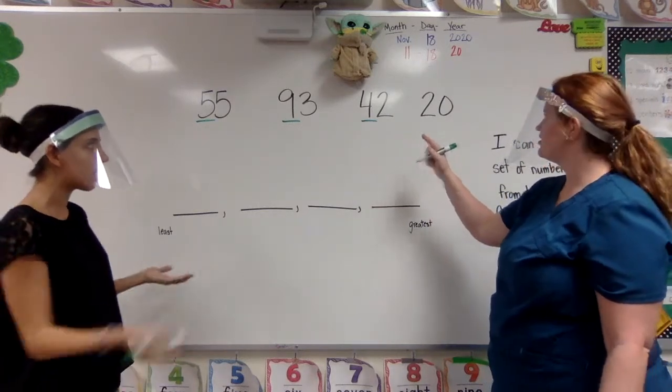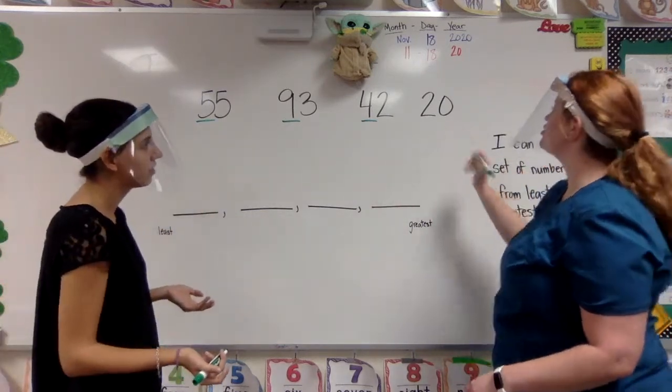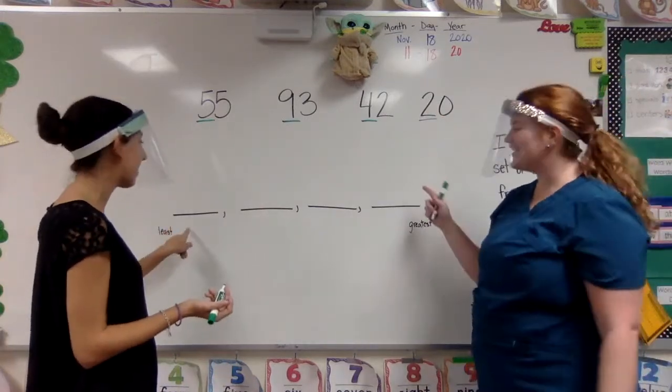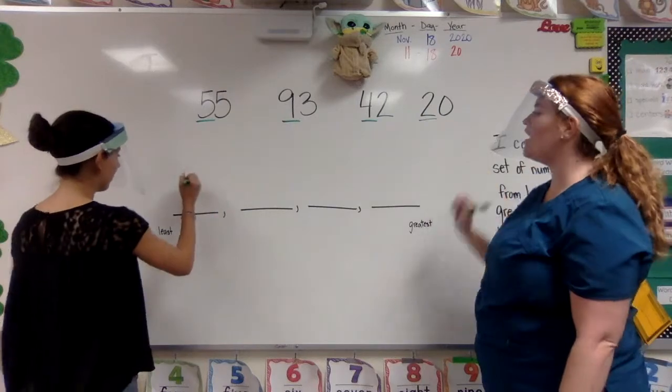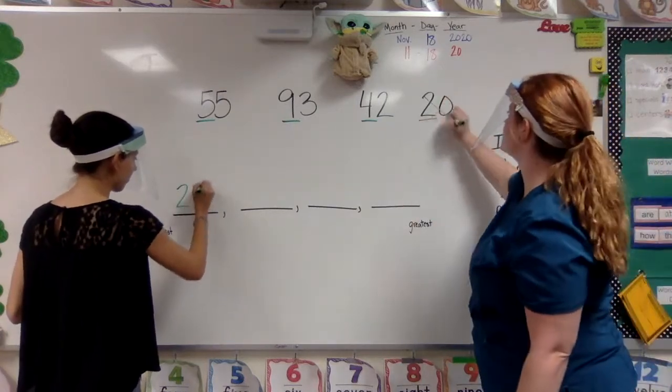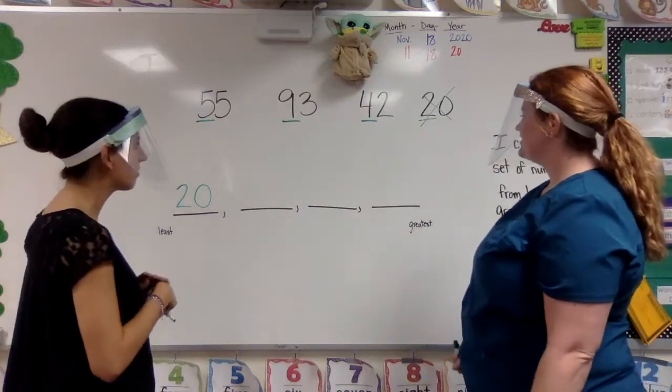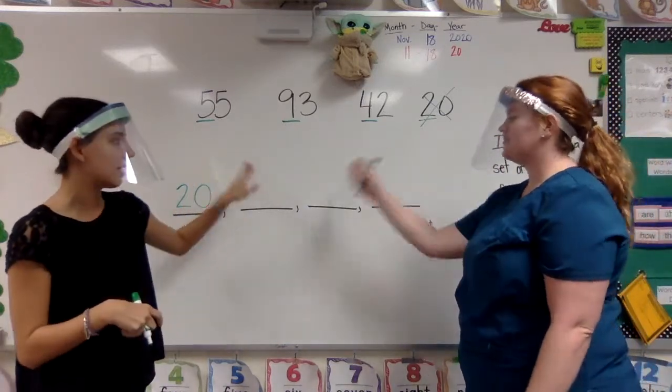Oh, well, we have one last number, Miss Lime. What is it? Oh, it's 20. There's 2 tens. Oh, a 2 is definitely the least number. So 20 is the least. Miss Lestico, I'm going to cross it off so we don't accidentally use it again. Well, now we have to look for the number that's the next least.